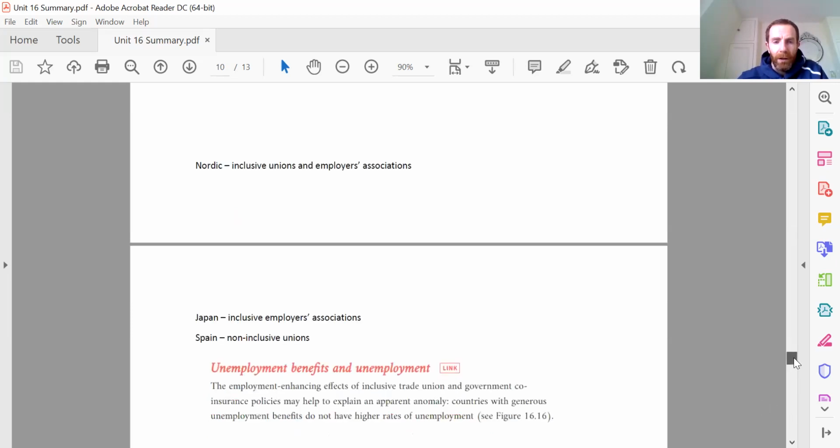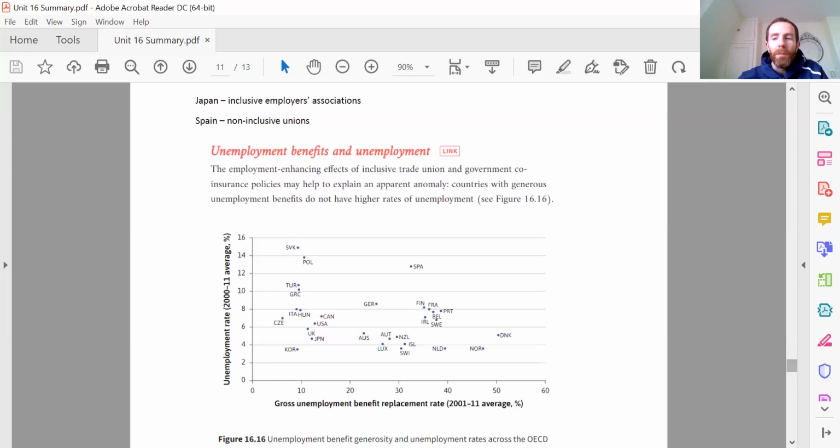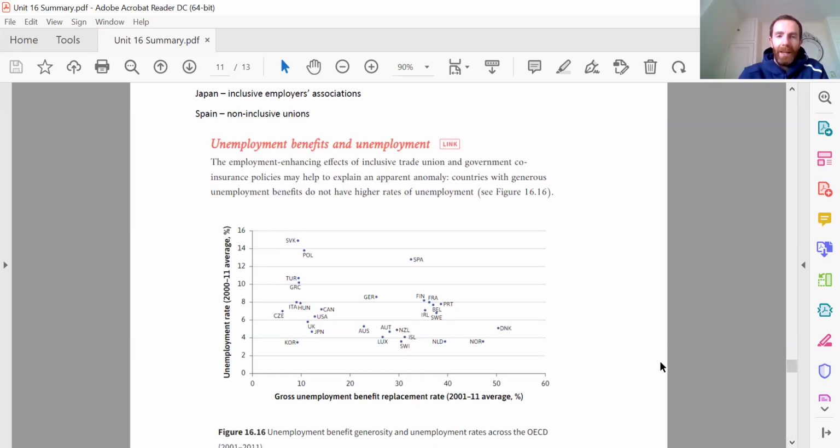Now, something else to look at along the same lines is an interesting idea: unemployment benefit. We typically think that higher levels of unemployment benefit mean wage setting curves that are higher up, and potentially that might mean higher levels of unemployment. But what's interesting is when you look at the data for different countries. To the right here is the gross unemployment benefit replacement rate. This shows how generous the unemployment benefit is, and the further to the right, the more generous it is. And this shows us the average unemployment rate.